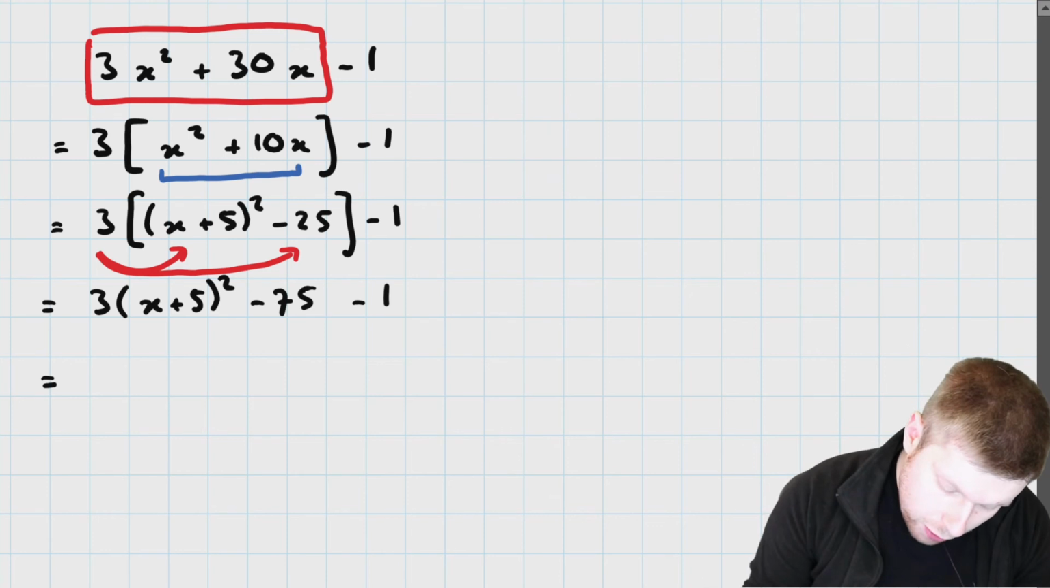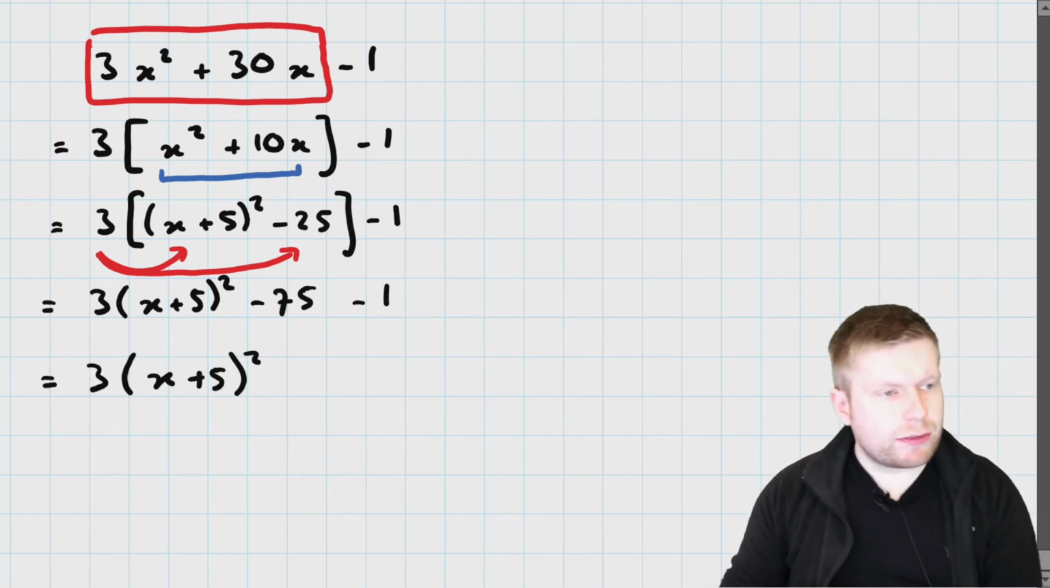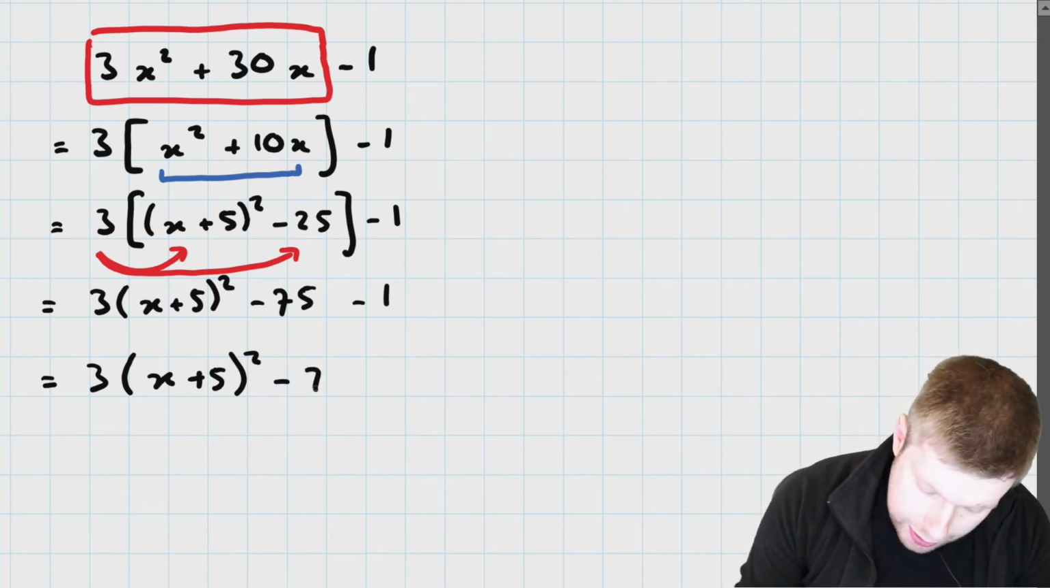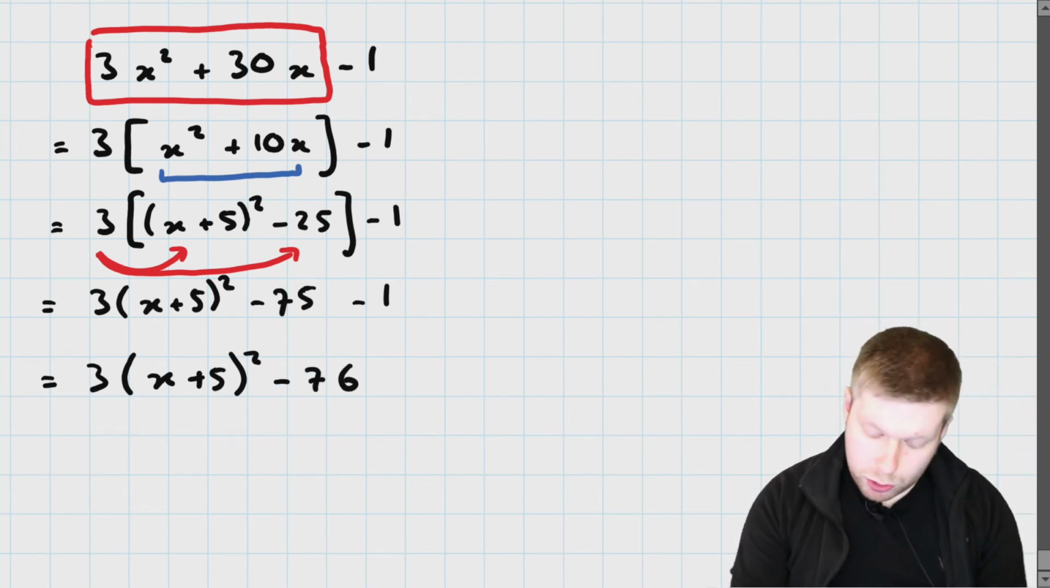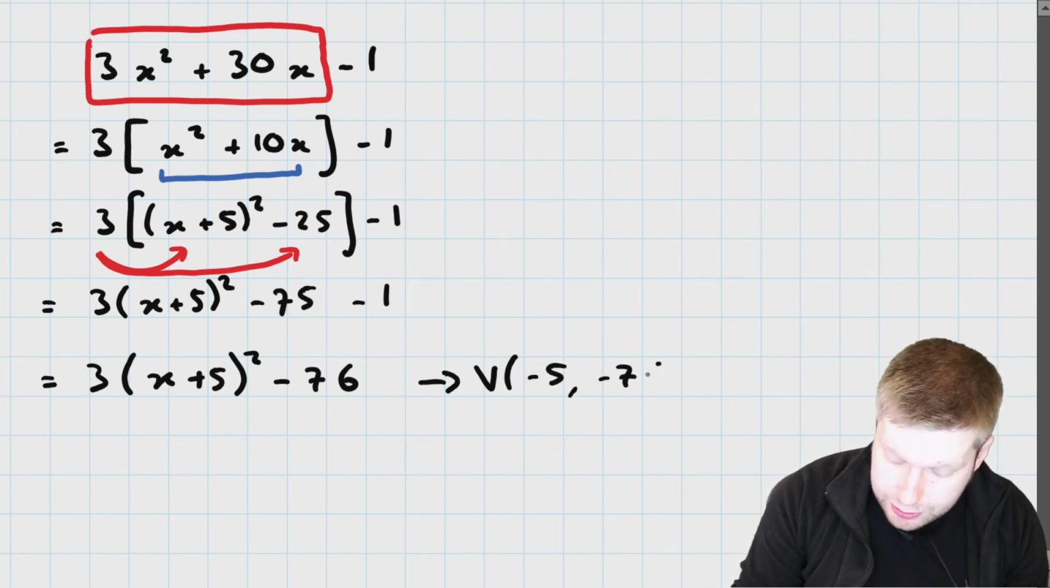So now just the final bit of tidying. I end up with 3 times by x plus 5 all squared. Then negative 75, take away 1. That's going to be negative 76. So in other words, the vertex of this parabola is going to be negative 5, negative 76.